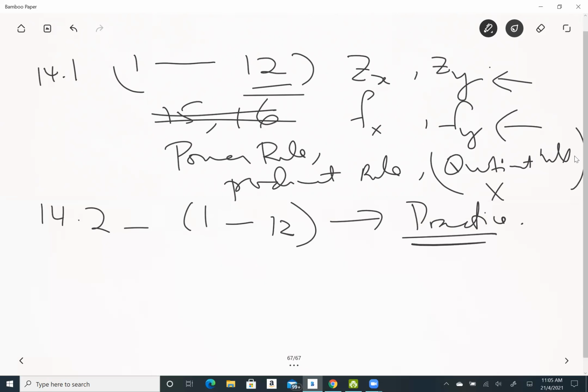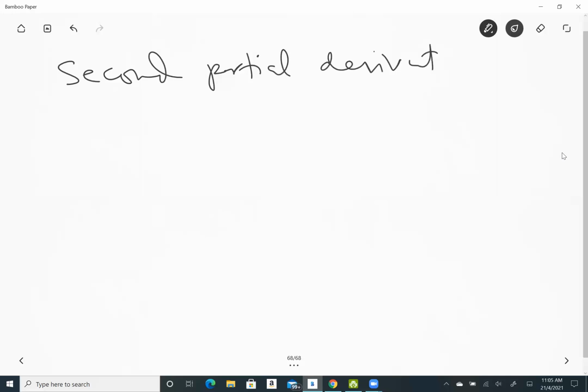All right. Now next we want to do the second partial derivative, or second partial. The second partial derivative is just like the second derivative. When you differentiate the first derivative, you get the second derivative. So here we have the first partial, differentiate the first partial, we get the second partial.